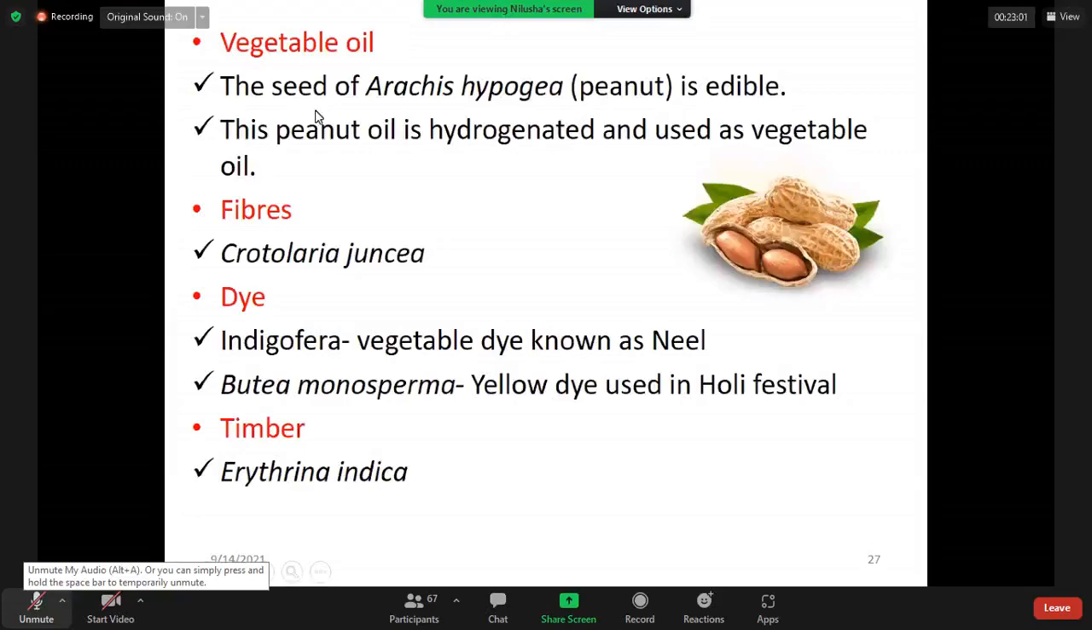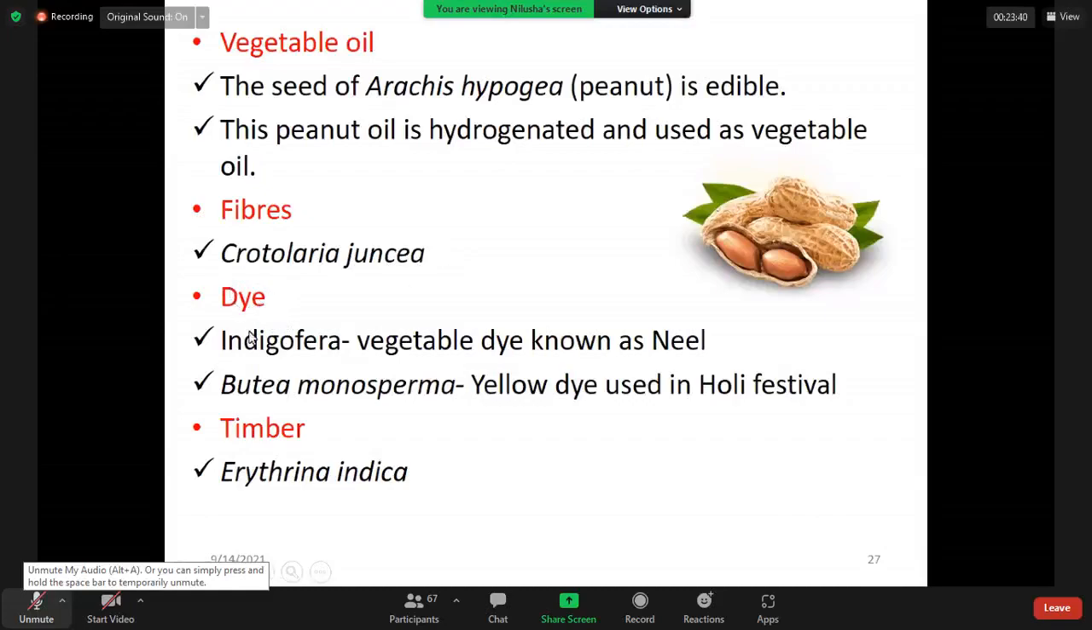Next one is vegetable oil, because Arachis hypogaea, that means groundnut, is edible. The seed contains oil. This peanut oil is hydrogenated and we can use it as vegetable oil. Next one is fibre. That means Crotalaria juncea, which we use for green manuring crops. It contains fibres.